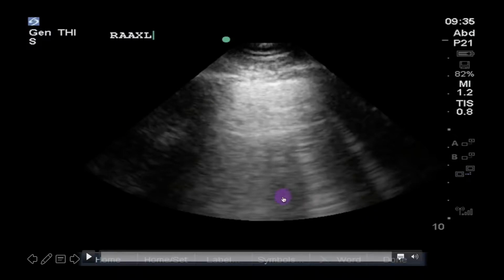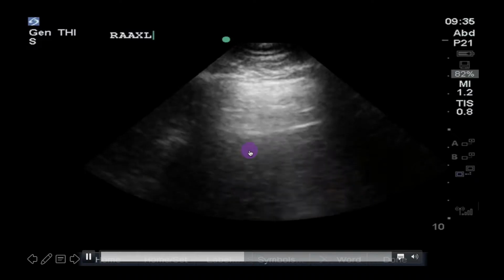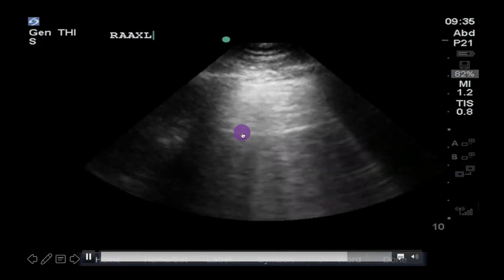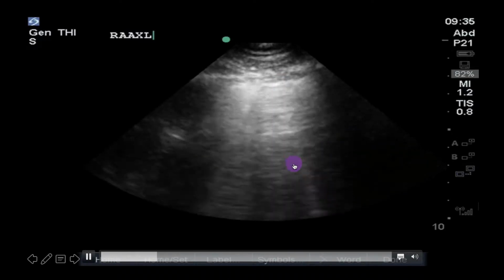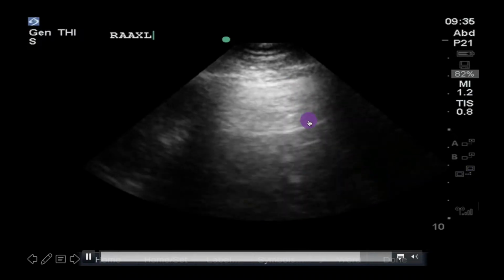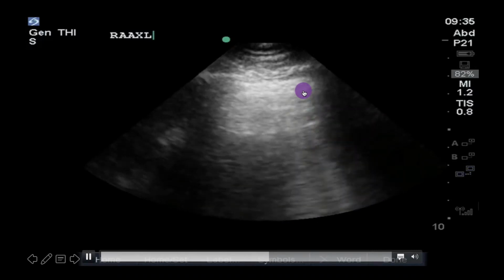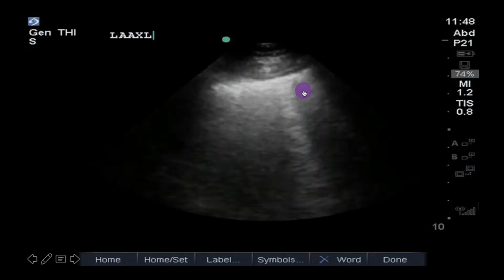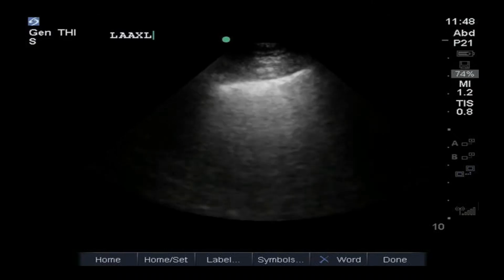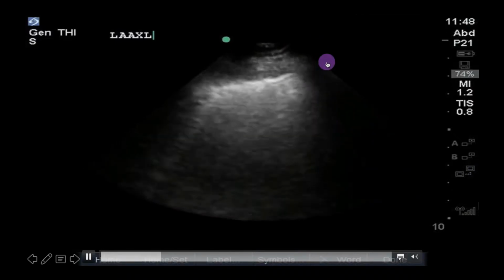This doesn't mean that A lines and B lines can't coexist in one window or screen. We see here that they can. Rather, if a B line goes through an A line, we lose the A line at the spot where they meet. When fluid in the interstitium is causing B lines, the pleura will appear regular, as it does here.